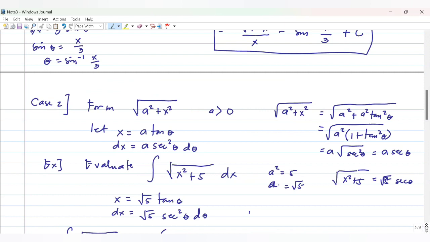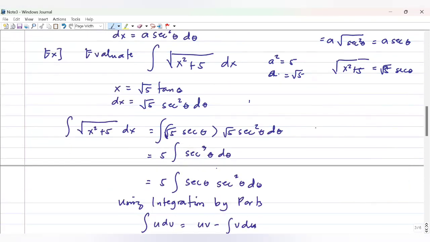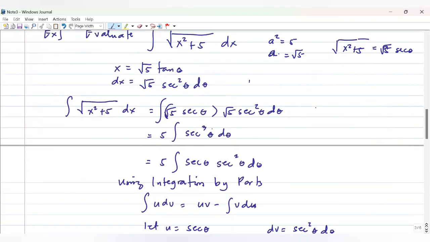So our identity for 1 plus tangent squared theta is secant squared theta. So the square root of secant squared theta is a secant theta. So looking at this example, the integral of square root of x squared plus 5 dx, just follow and substitute the form. Okay. So actually you will arrive into this function.